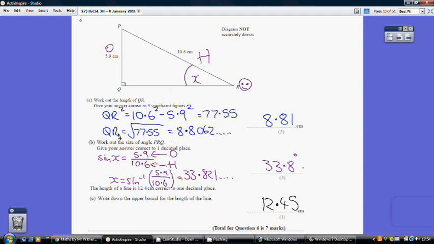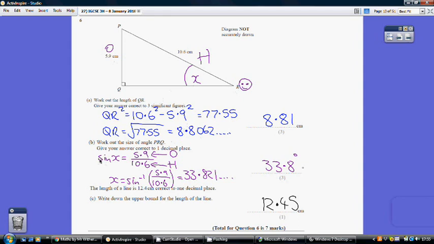Now for part B, we've got to work out the size of an angle, so we're going to be using SOHCAHTOA. So picture yourself at the angle, which is here. We know our opposite and our hypotenuse, so therefore we're going to be using sine, because sine is opposite over hypotenuse. So sine x equals our opposite side of 5.9 divided by our hypotenuse of 10.6.